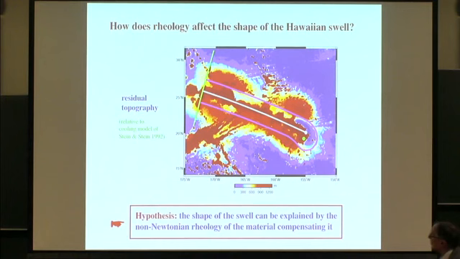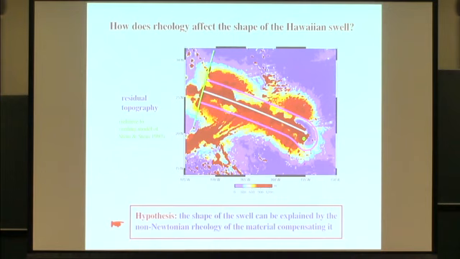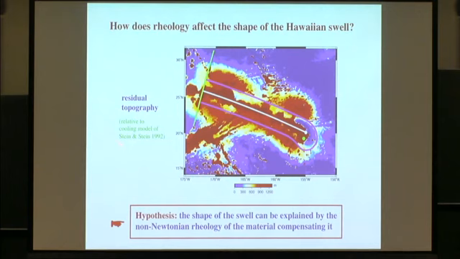So the question I'm going to ask then is, how does rheology affect the shape of the Hawaiian swell? This is something that's not been looked at yet, as far as I know. So this here, you see, is the residual topography relative to a thermal cooling model of Stein and Stein. What's noticeable and striking in this is that the amplitude of the topography on the flanks is roughly the same here and here, here and here. There's a part in the middle where it's much less. That presumably represents a time when the flux of the plume was somewhat less than it is today. But the question remains, how do we get a Hawaiian swell which has essentially a constant amplitude over such a long distance?